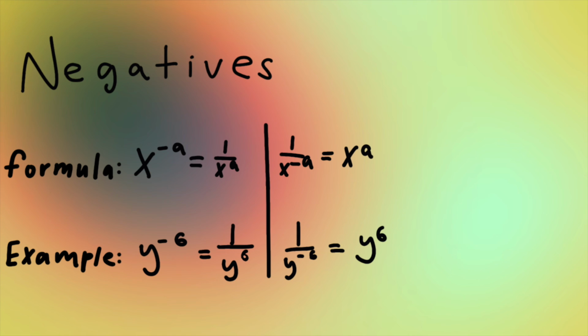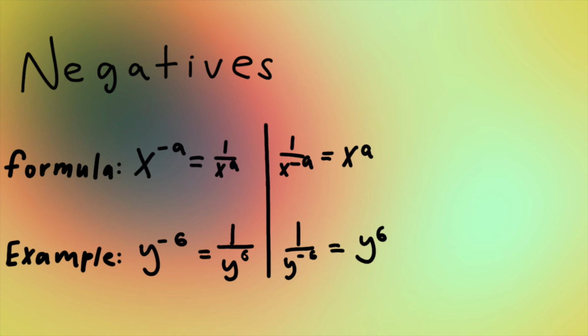x to the a power divided by 1. For that one, you can just leave it as x to the a power, because over 1 you don't need it.